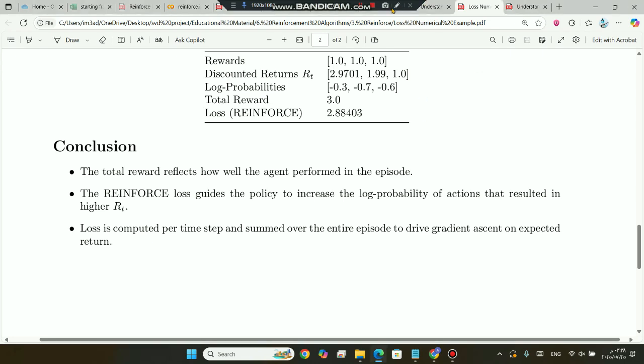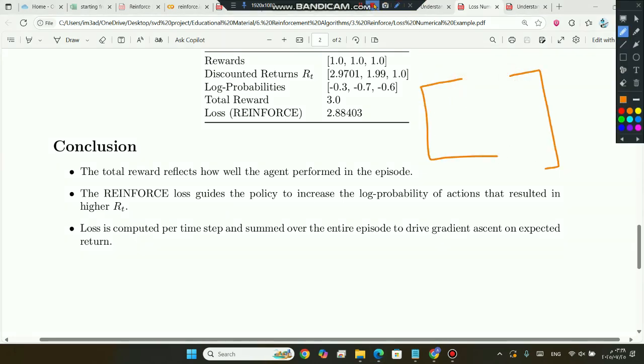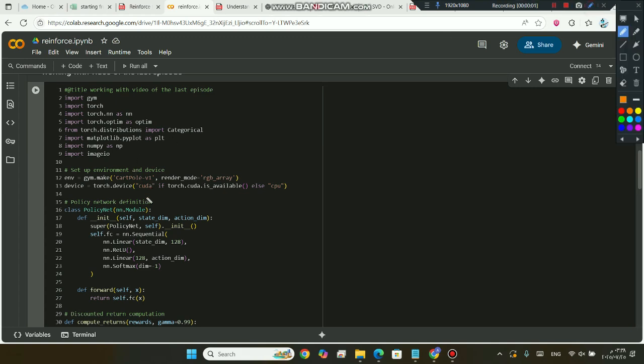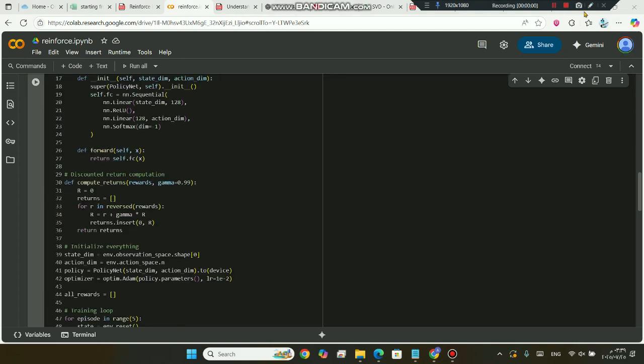So let's go right now and have a look at the Colab tutorial. All right, so this is our notebook, and this is our simple feed forward neural network, nothing complicated, some linear layers, some activation functions. So this is our neural network that we will be training.